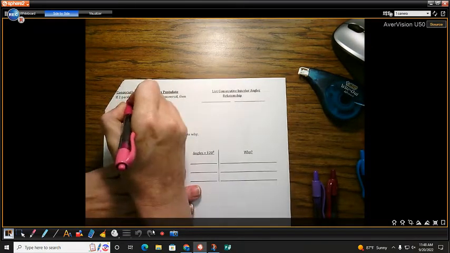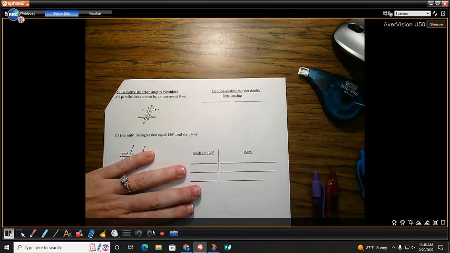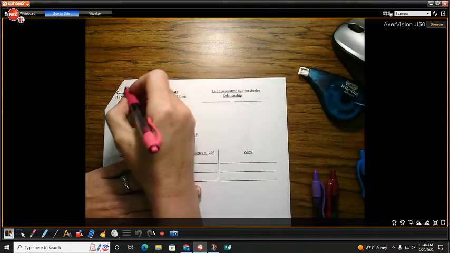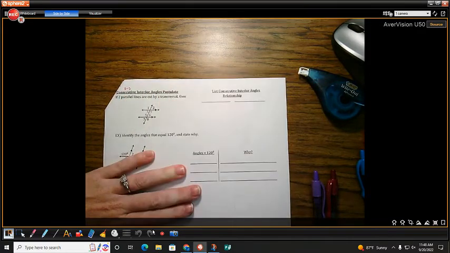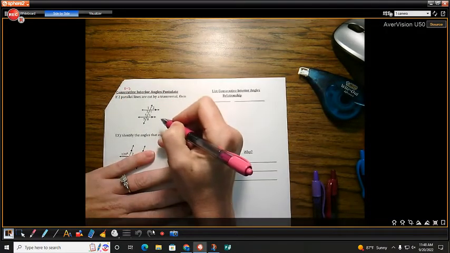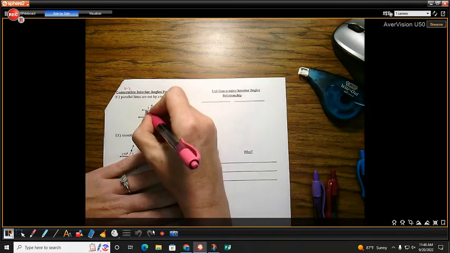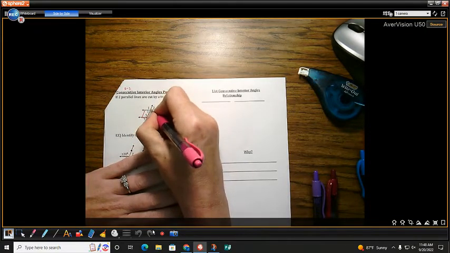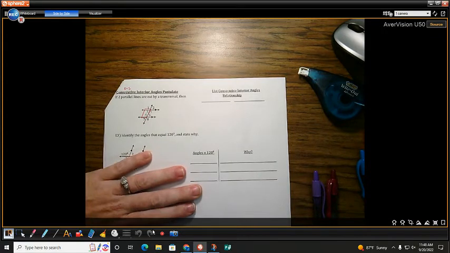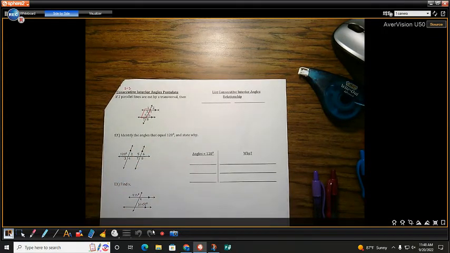But this one's different. This one's about consecutive interior angles. Will you find a set of consecutive interior angles in this picture and circle it? Find them, circle them. Remember, consecutive means same side. So I found this set. That's a set of same side interior angles. They're on the same side of my transversal and they're in between the double lines.